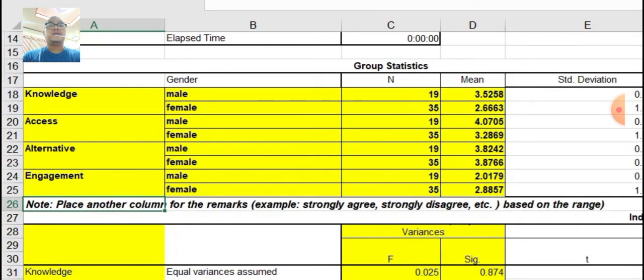Bawat group na yan under gender, meron siyang mean. Yung mean niya is 3.52 for male and for female 2.6 under knowledge. And there are other means under access, under alternative, and under engagements. Note, place another column for the remarks, for example, yung strongly agree. After nung mean, kailangan nyo i-describe ano ibig sabihin ng 3.5 for example sa knowledge, ano ibig sabihin ng 2.6. Depende sa ginamit yung scale ha.